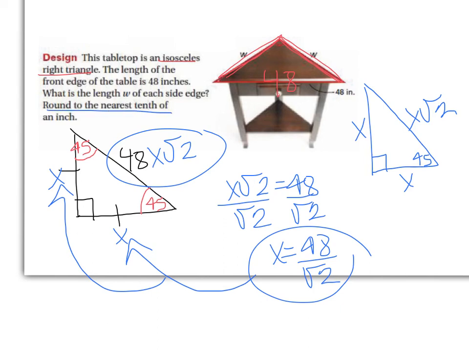This says round to the nearest tenth of an inch. So basically, we have to take our exact and turn it into approximate. So you do 48 divided by the square root of 2, and that gives me 33, and I'm going to round to the tenth, which is 1 decimal. So this is approximately 33.9 inches is one length of the table.